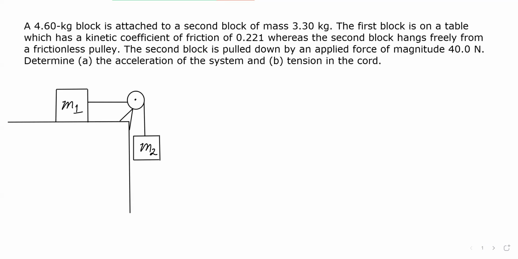Okay, so the first step is to plot all forces acting on each mass. There exists a tension force in the cord. Now, whenever you have a cord, the tension force appears twice at both ends, since the cord tightens at both ends. So again, this is that same tension force, but it appears twice.